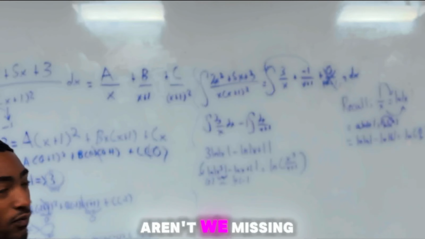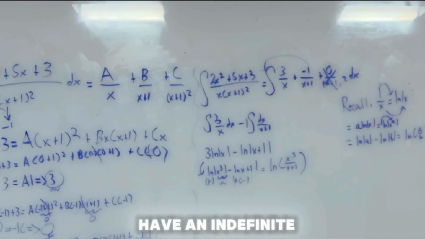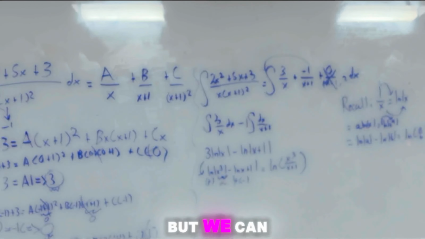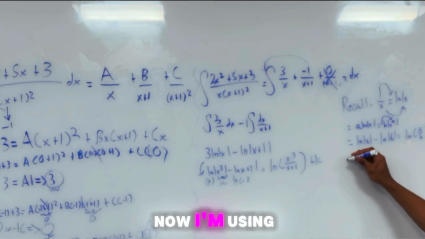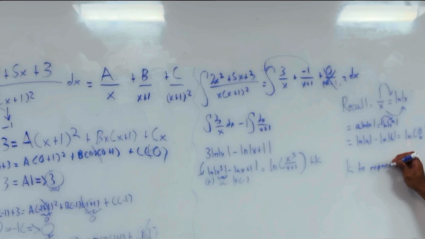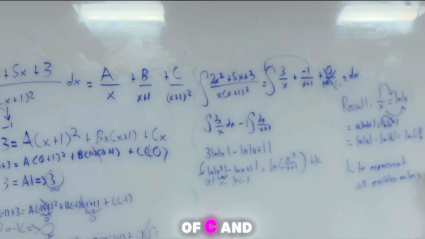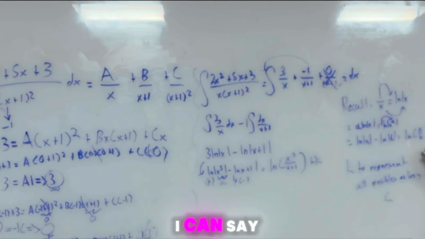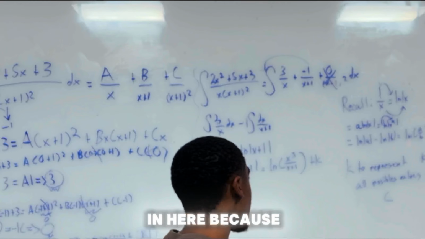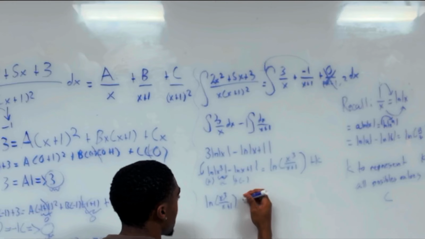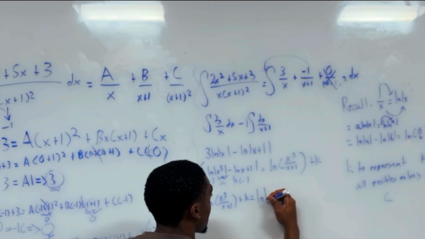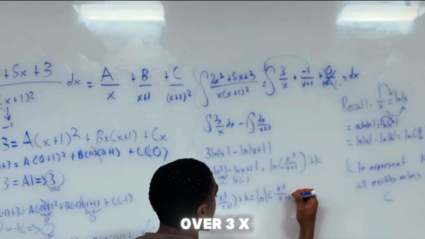Cool. Now you might be asking yourself, aren't we missing c? It's an indefinite integral. Every time we have an indefinite integral, we plug in c as our constant. That is correct, but we can do something a little bit different in this situation because we're dealing with logarithms. So what we're going to do is say plus k. Now, I'm using k to represent all possible values of c. And because I did that, I can say k is equal to ln of c. And now that I did that, I can take this ln and plug it in here, moving c inside. So what that would look like is ln of x cubed over x plus 1 plus k is equal to ln of c times x cubed over x plus 1. And boom, that's our answer.